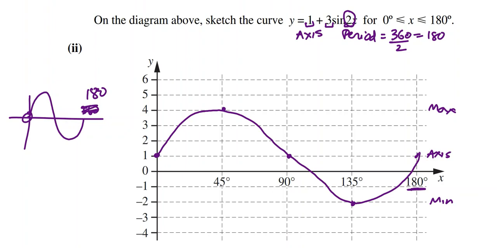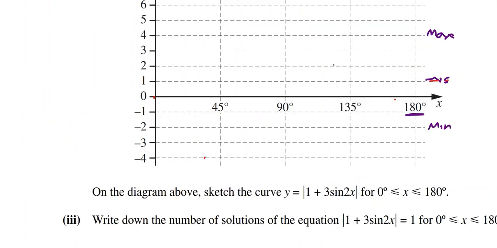Okay, what about part 2? Let's see. We'll have to erase this graph for part 2. Okay, I've erased the previous one for this space. So it is saying in the second part that on the diagram above, sketch the absolute part of the same graph. So what we do, let's draw that graph again. Okay, so it started from 1, went to 4, then at 90 it will come back to the axis, then at 135 it will go to the minimum, and then go back to the axis.